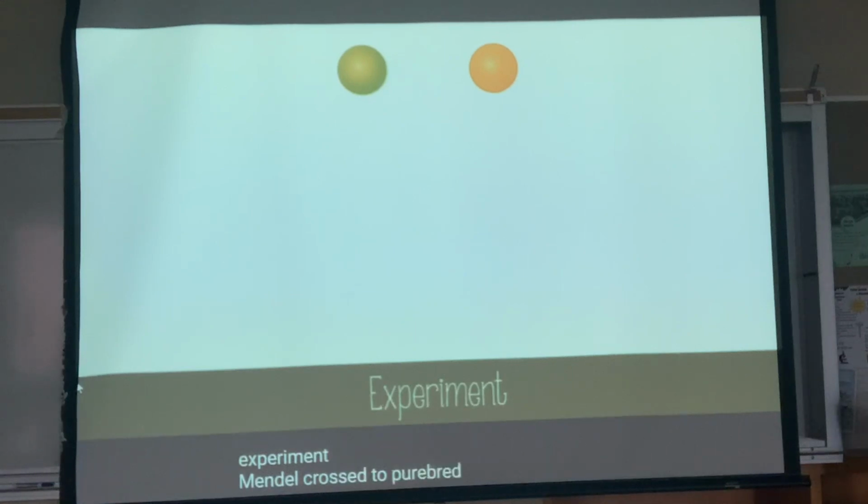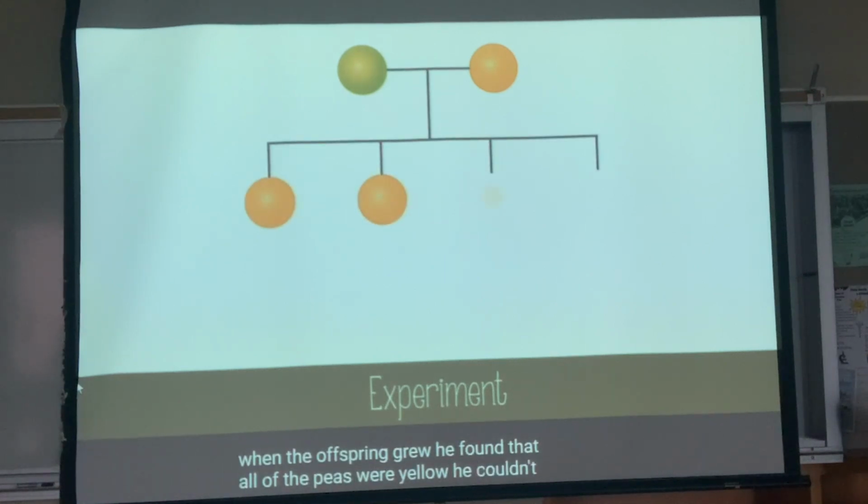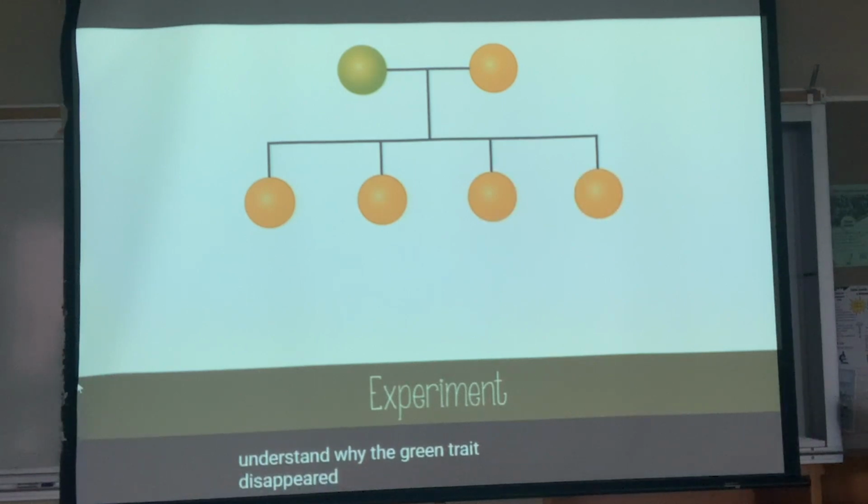Mendel crossed two purebred traits. We'll look at green versus yellow colored peas. When the offspring grew, he found that all of the peas were yellow. He couldn't understand why the green trait disappeared. Why didn't the peas have a 50-50 chance of being green or yellow?